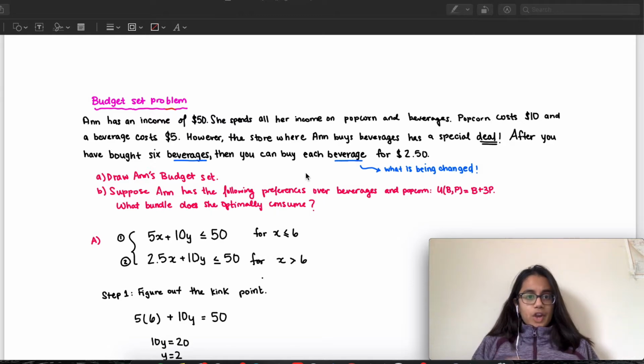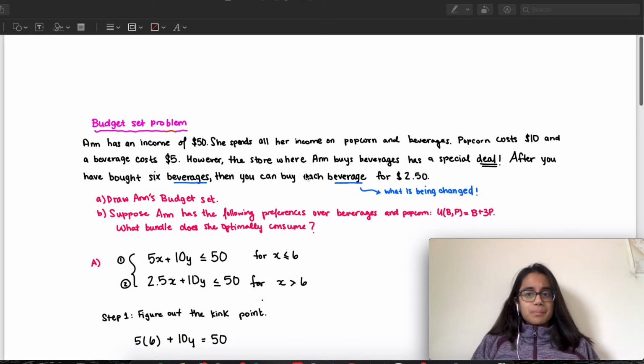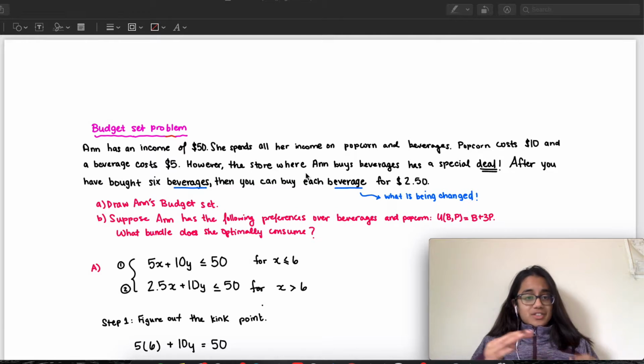I would consider this problem a bit on the trickier side, mostly because there are lots of different steps to take in order to get to a budget set. But I will try to tackle each and every one of these steps as carefully as I can.